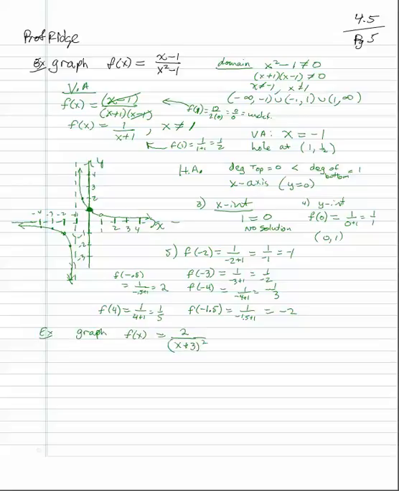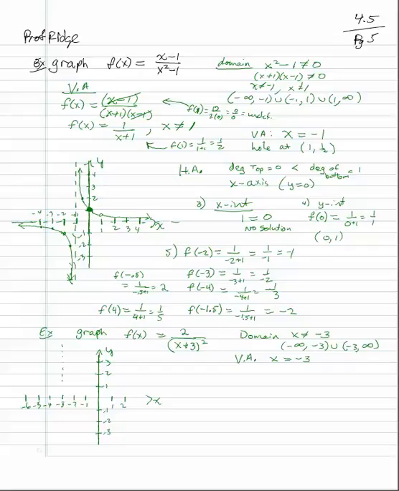Here our domain's going to be x cannot equal -3. So we set the bottom equal to 0 and solve it, and then throw those out. So that'll be negative infinity to negative 3, union, negative 3 to infinity. Vertical asymptote: that's reduced, there's nothing to do. So the vertical asymptote is x equals negative 3. So let me draw that. We'll put a vertical dotted line there.